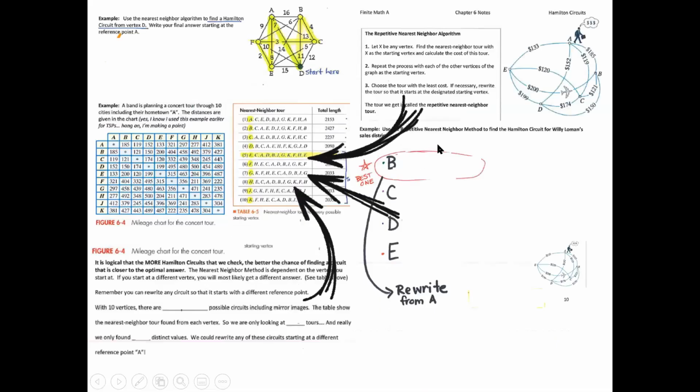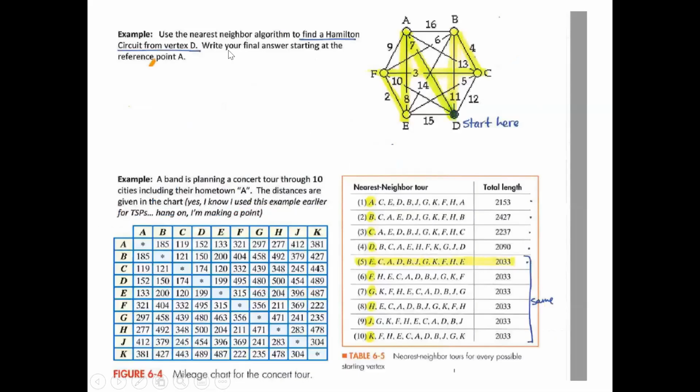All right, so today you guys have two worksheets, or two sets of a worksheet, that we're going to be working on. This is the first one, and it looks like this. Use the nearest neighbor algorithm to find the Hamilton circuit from D. Yesterday we talked about the brute force method and also the nearest neighbor method.